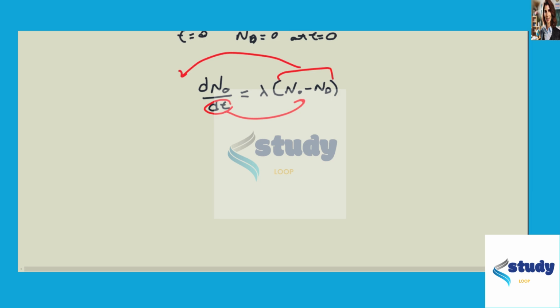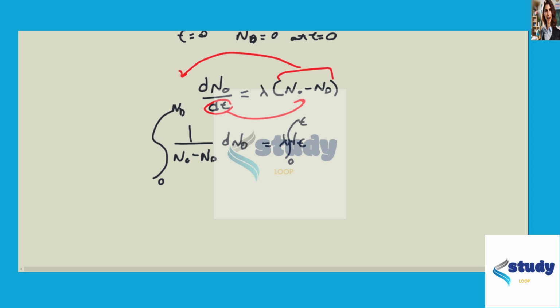And to do that, we have 1 over initial minus the daughter nuclei, over the derivative of here. So we're going to take the integral from the delta D, and let me just put the delta D here, delta D to 0. Okay, and this is going to equal lambda dT, and this is going to be from T to 0.